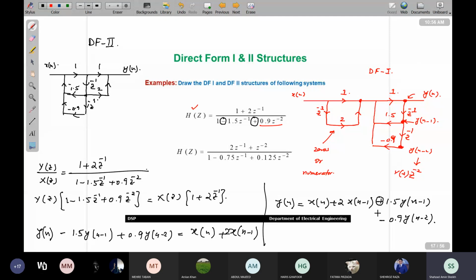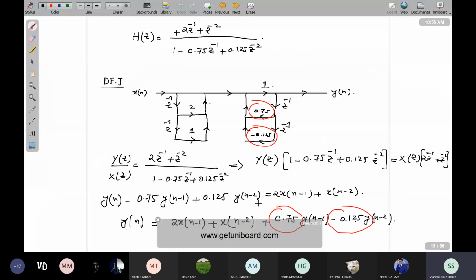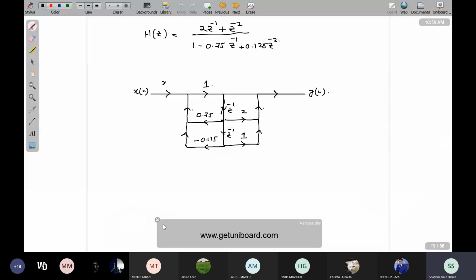Let's move ahead. And that was the same thing here as well. Okay. So now what is this? This is a structure in front of you, 2z inverse plus z minus 2. Okay, the same example, but now we are implementing it with second order.